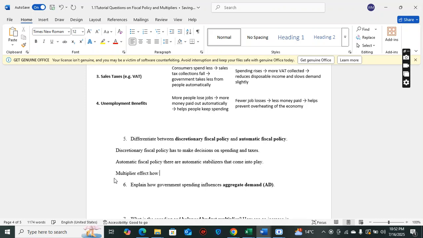How government spending affects overall spending within the economy. That is the multiplier effect.